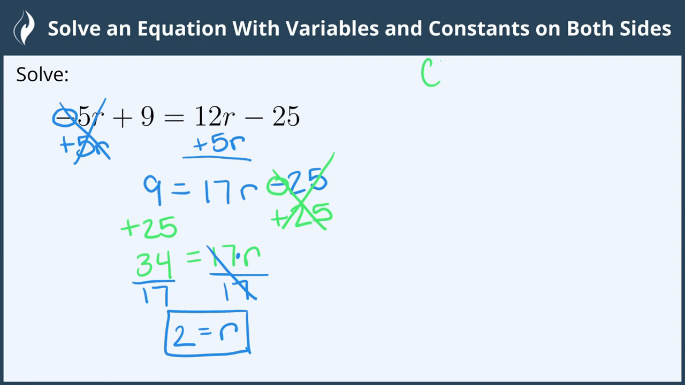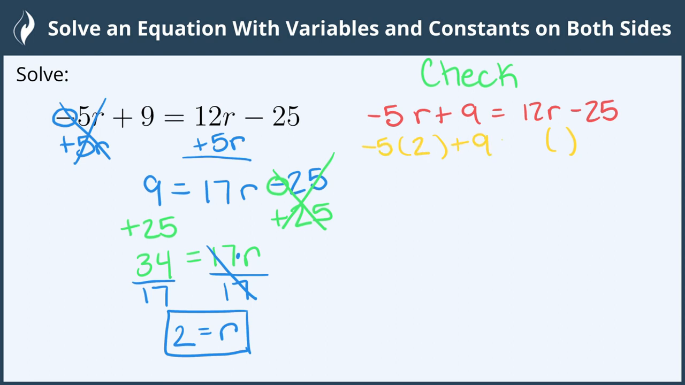But don't forget, we always want to check these answers by putting what we got back into the original equation, and we'll substitute and see if we end up with a true statement. So our original is negative 5r plus 9 equals 12r minus 25. And we'll substitute every time we find the variable. So we have negative 5 times 2 plus 9 equals 12 times 2 minus 25.